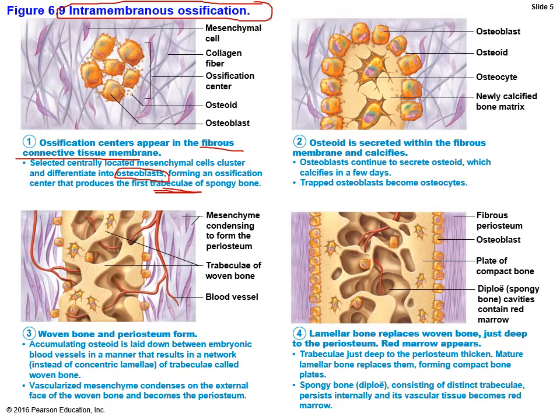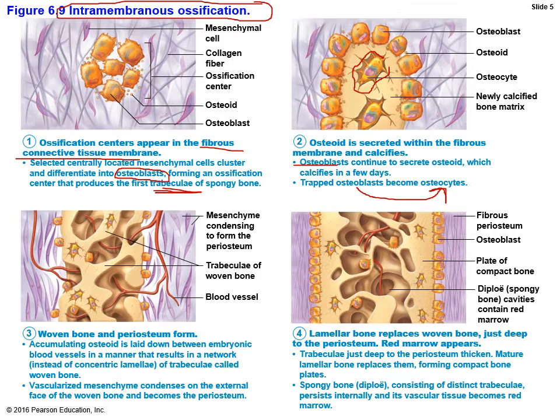The next thing we see happen is that an osteoid is secreted within the fibrous membrane. The osteoid is basically a form of an extracellular matrix, secreted by the osteoblast cells, and that will start to calcify and harden. Now, just as what we've discussed before with our chondrocytes, as the osteoblasts build the osteoid, the extracellular matrix, they will eventually get trapped within their little lacunae, and at that point they become osteocytes.